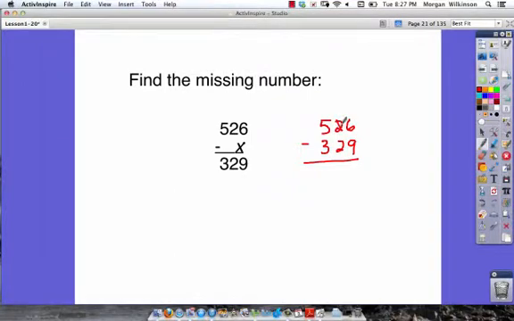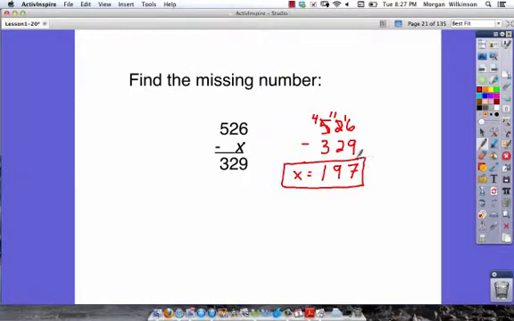Well, we're going to borrow from the 2 to have 16. 16 minus 9 is going to give us 7. Okay, we borrowed from 2. Well, we're going to borrow from the 5 to get 4 instead. Now we have 11, and 11 minus 2 is 9. 4 minus 3 gives us 1. We've got 197. X must be equal to 197.